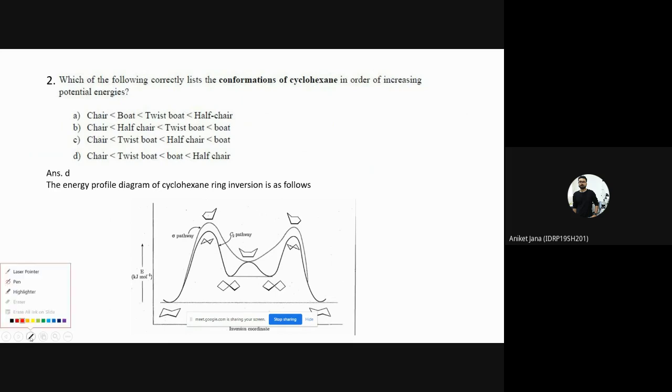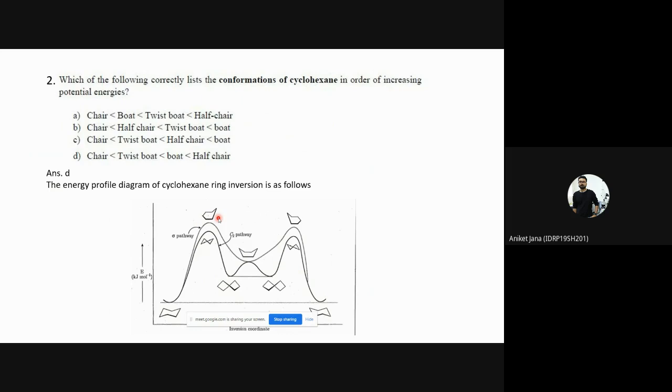Let me take the pointer. Yeah. As you can see, this is the chair form. The chair form is the most stable one, and then it is the twist boat form. Then it is the boat form, and then it is the half chair form. So it is the energy profile diagram of the inversion of two forms of cyclohexane. This is one form of cyclohexane, and this is another form of cyclohexane. It can take place via various intermediate states.